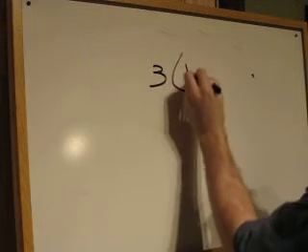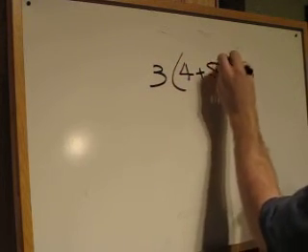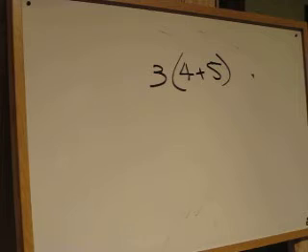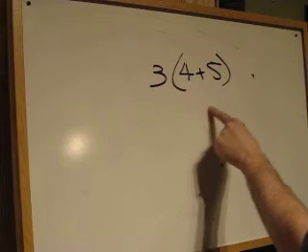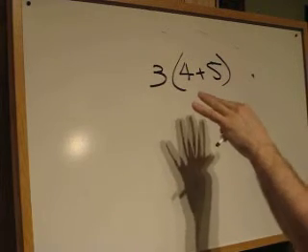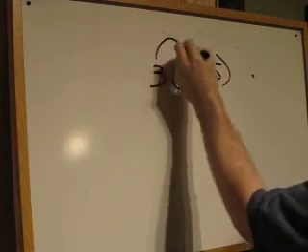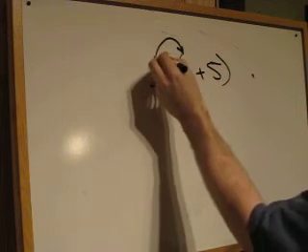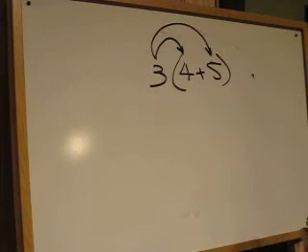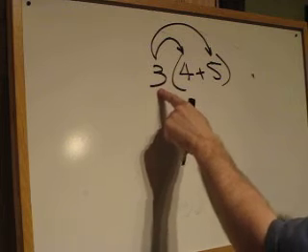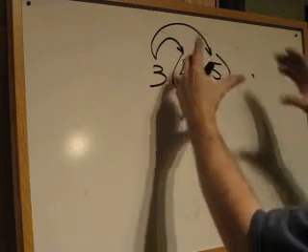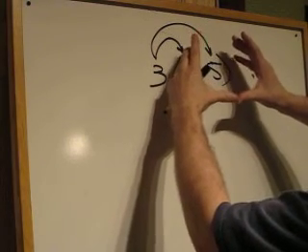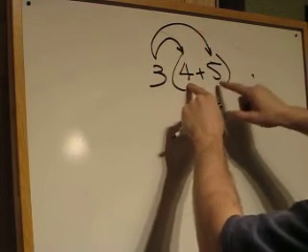What that property says is that if we have a 3, or any number for that matter, or actually any letter, and we're multiplying it by something in the parentheses, what this actually says is 3 times 4 and 3 times 5. We're taking this 3, not times just the 4, not times just the 5, but that 3 is being multiplied by what's inside the parentheses. In this case, there's a 4 and a 5.